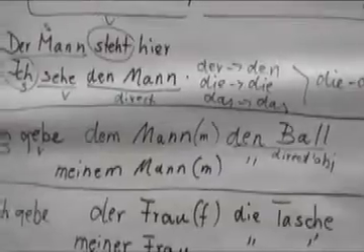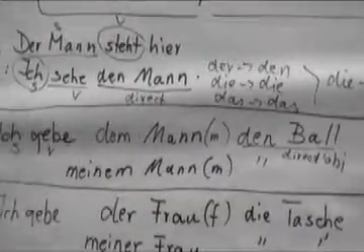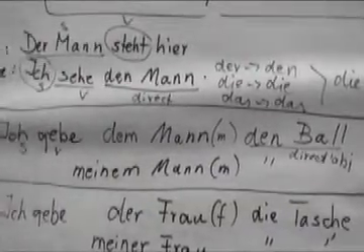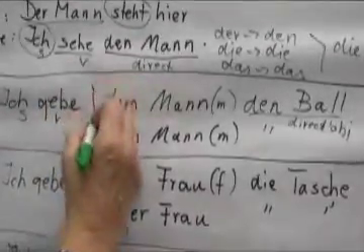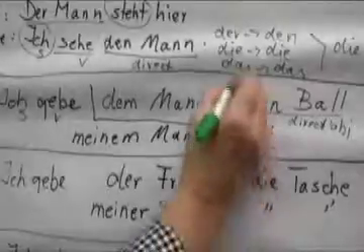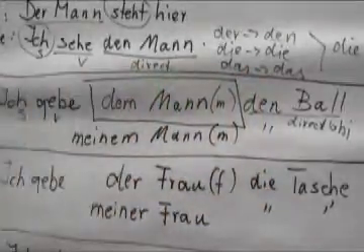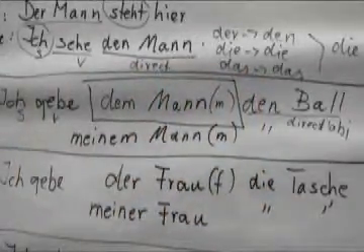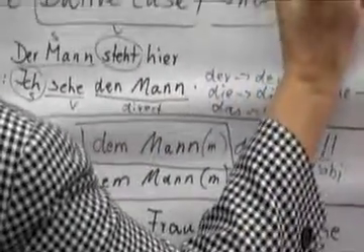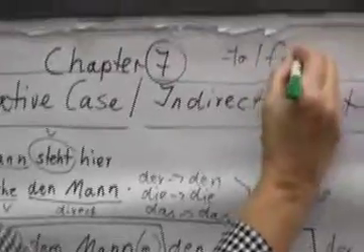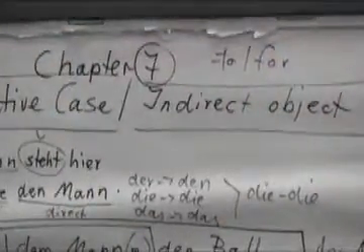Now we are adding some more information. We are telling to whom we are giving that ball, and we are going to give it to the man. And that makes our indirect object. If you're giving something to somebody or you do something for someone, to and for someone, that's an indication of a dative.